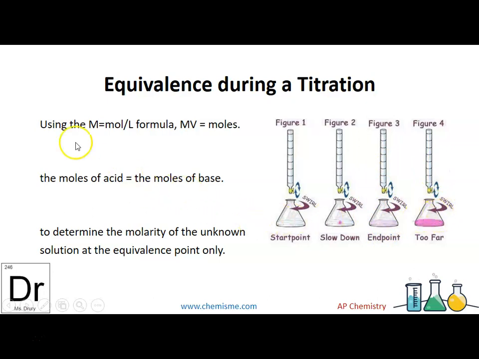Once you've done that, you'll use the molarity equals moles over liter formula, or molarity times volume is going to give you moles because you're just going to cross multiply. And you'll also know that the moles of acid equal moles of base, because that's the whole reason you titrated: to neutralize the acid and the base. And from that information, you should be able to determine the molarity of an unknown at the equivalence point only.